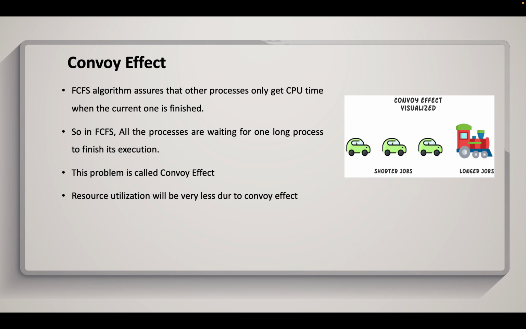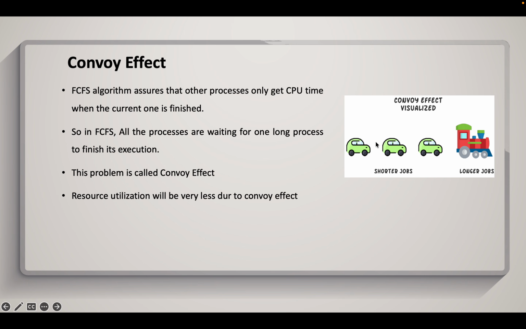Convoy effect is one of the problems in FCFS scheduling. So FCFS assures that another process only gets CPU time when the current one is finished. So in FCFS, all processes are waiting for one long process to finish.